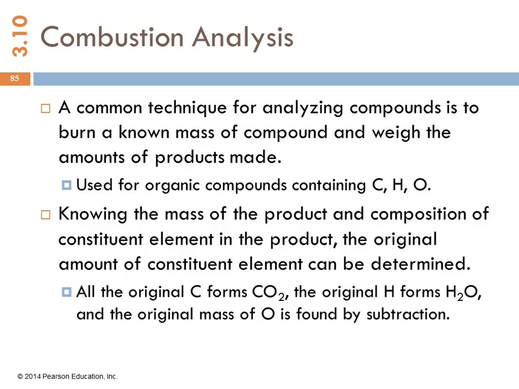So if we know the mass of the products that are made and the composition of the constituent element that's in the product, we can find the amount of the constituent element that was in the original compound. So the carbon will go into CO2, the hydrogen will go into H2O. Oxygen, there's going to be extra oxygen present so that this will combust. And so we don't measure the mass of the oxygen directly, but whatever wasn't carbon and hydrogen must have been oxygen. So we find the oxygen by subtraction.